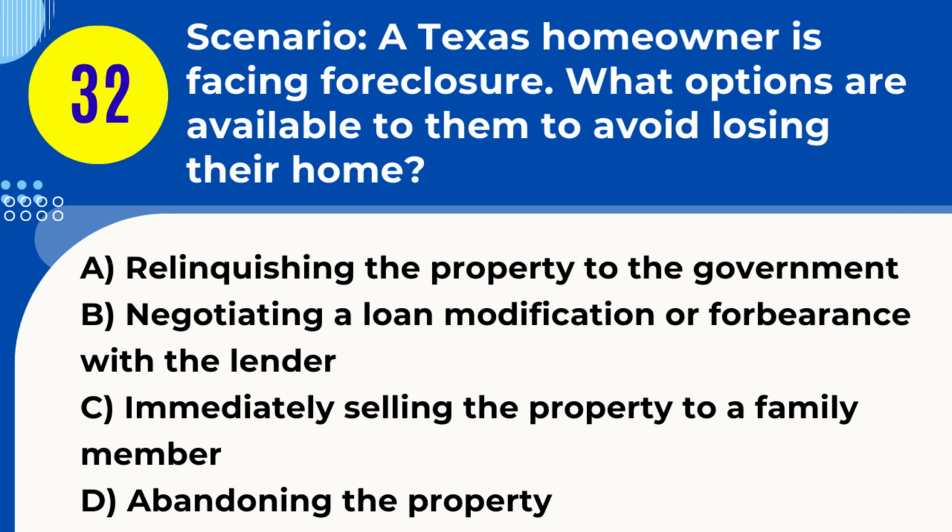Answer: B. Negotiating a loan modification or forbearance with the lender. Explanation: A Texas homeowner facing foreclosure can explore options like negotiating a loan modification or forbearance agreement with their lender, which may involve adjusting the mortgage terms or temporarily reducing or pausing payments to avoid foreclosure.